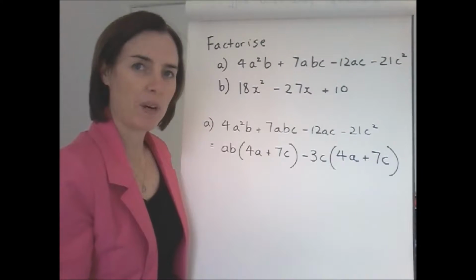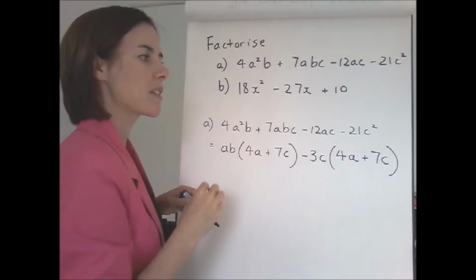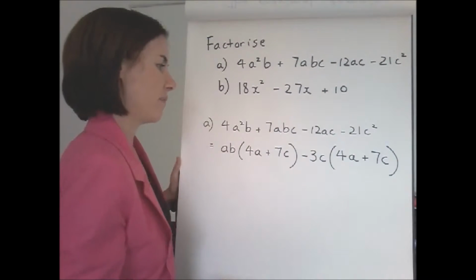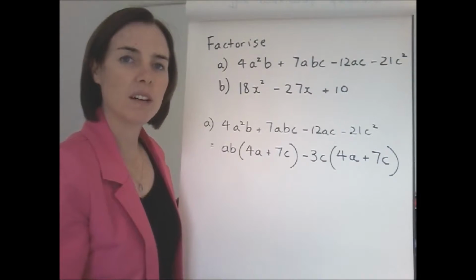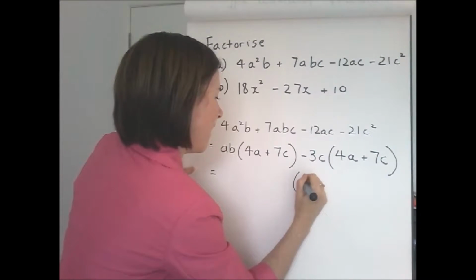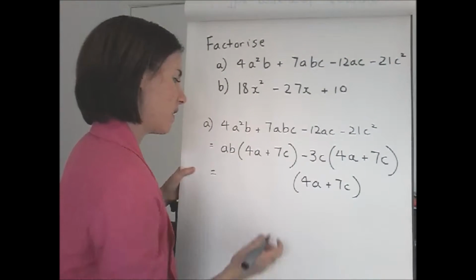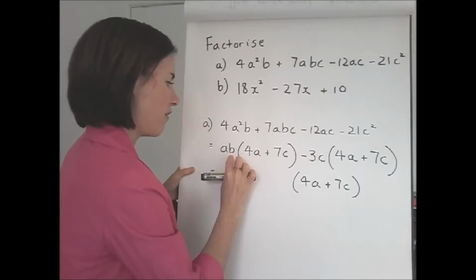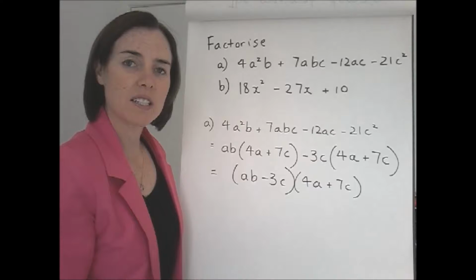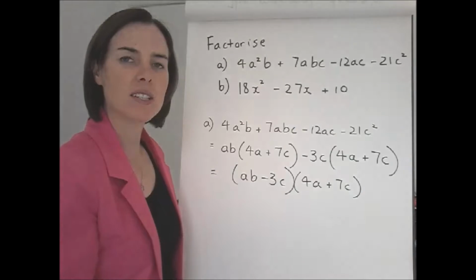If it doesn't work out that way, all I can suggest with 4 terms is that you reorder the terms in the original question and see if that helps you get your 2 brackets the same, because sometimes the terms are just given in the wrong order. Okay, so now I'm going to factorise the common bracket out. 4a plus 7c is common to both these 2 sections. And what's left is AB from here and negative 3c from here. So that's the factorised version: AB take 3c by 4a plus 7c.